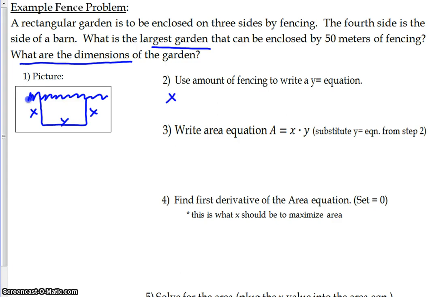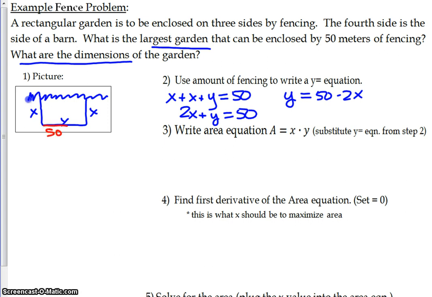So what we know is that x plus x plus y has to add up to 50 meters. That's how much fencing we have. So in other words, 2 x's plus a y have to equal 50 meters. Now I want to have a y equals equation. My y equals equation for this would be y equals 50 minus 2x. So instead of the y that's here, this side right here is 50 minus 2x, that could be the distance of that side.